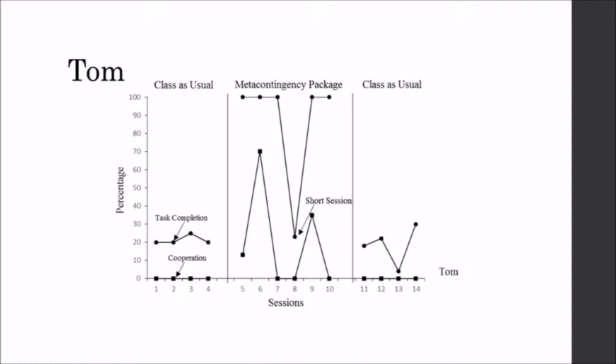This continued stable across 3 sessions, with the next session being our short session, which was just 15 minutes long. There was a decrease in task completion. Once sessions were continued at the normal 30-minute duration time, Tom's task completion increased back to the magnitude of 100%. Cooperative behaviors were variable during the meta-contingency package intervention.